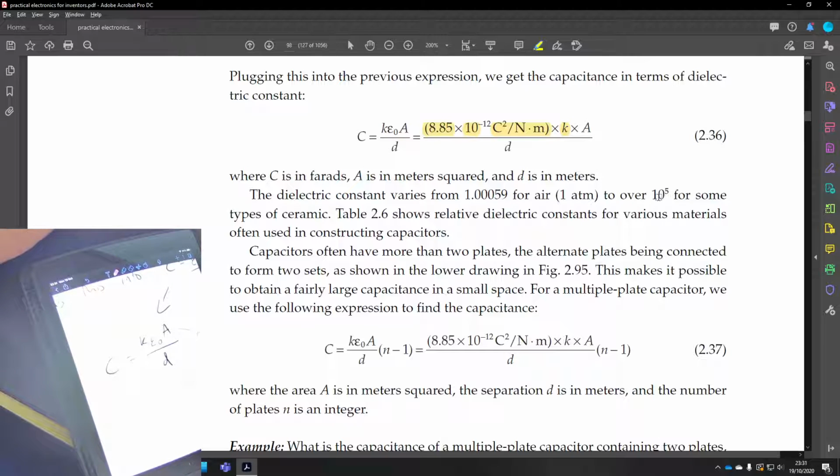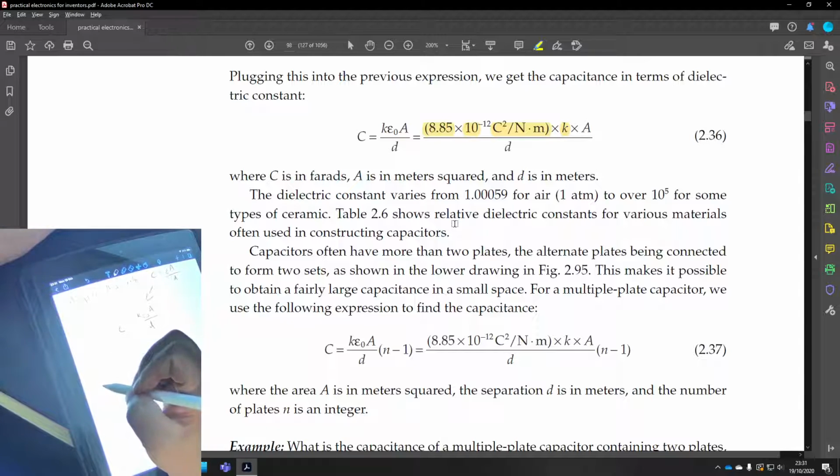Okay, to over 10 to the 5, 100,000 for some types of ceramic. I don't know if I need to know that information. Well, maybe the ceramics, because I don't want to be surprised by some value. So K, meaning the dielectric constant, can be 1 to 100,000. Table 2.6 shows the relative dielectric constants for various materials often used in construction capacitors.